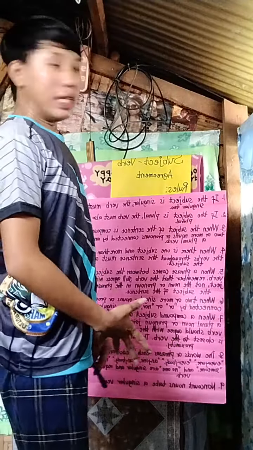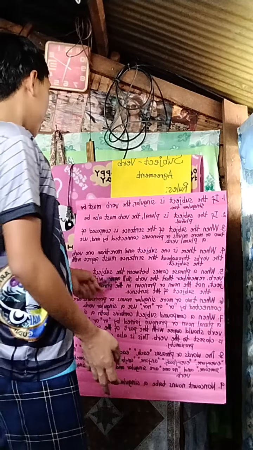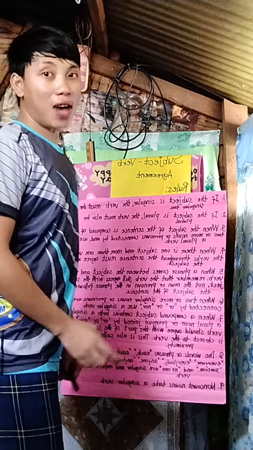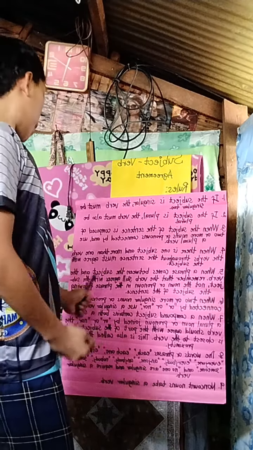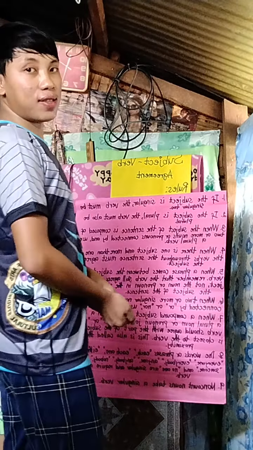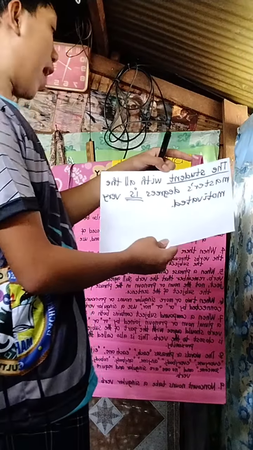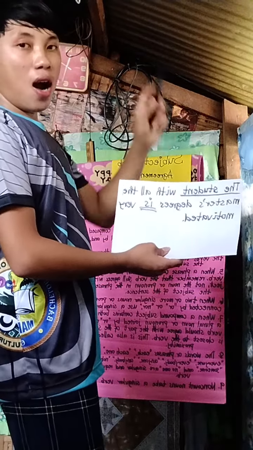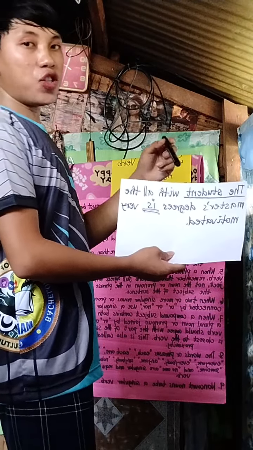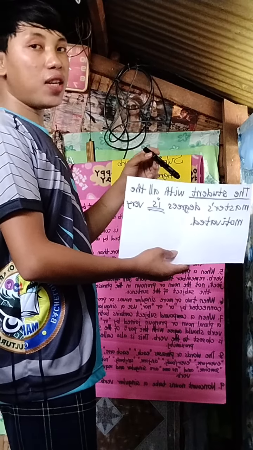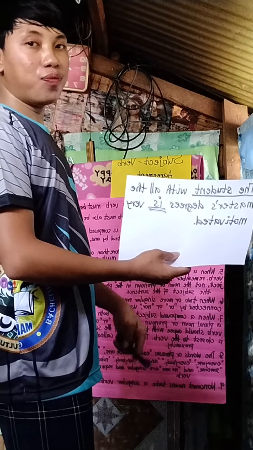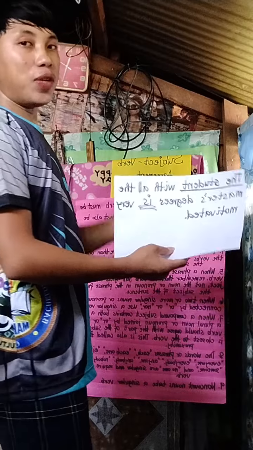The fifth rule is, when a phrase comes between the subject and the verb, remember that the verb still agrees with the subject, not the noun or pronoun in the phrase following the subject of the sentence. Just like the example, the student with all the master's degrees is very motivated. Our subject is the student, which is singular, and we use a singular verb because in rule number 5, the verb must agree with the subject.